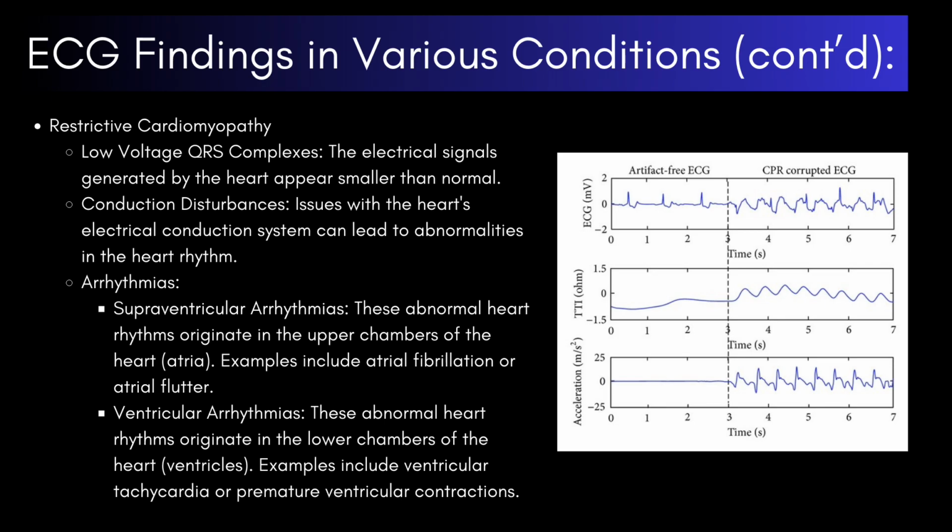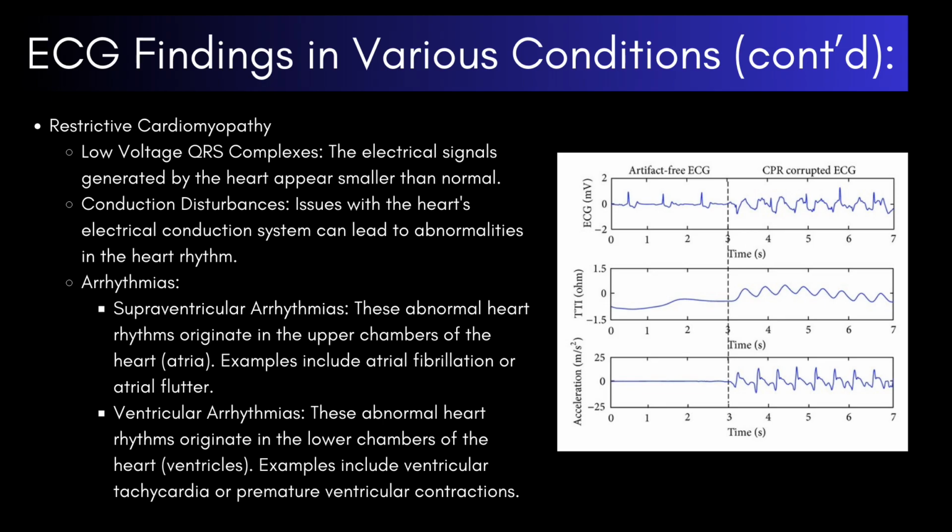Restrictive cardiomyopathy: low voltage QRS complexes. The electrical signals generated by the heart appear smaller than normal. Conduction disturbances. Issues with the heart's electrical conduction system can lead to abnormalities in the heart rhythm. Arrhythmias, supraventricular arrhythmias. These abnormal heart rhythms originate in the upper chambers of the heart, atria. Examples include atrial fibrillation or atrial flutter.